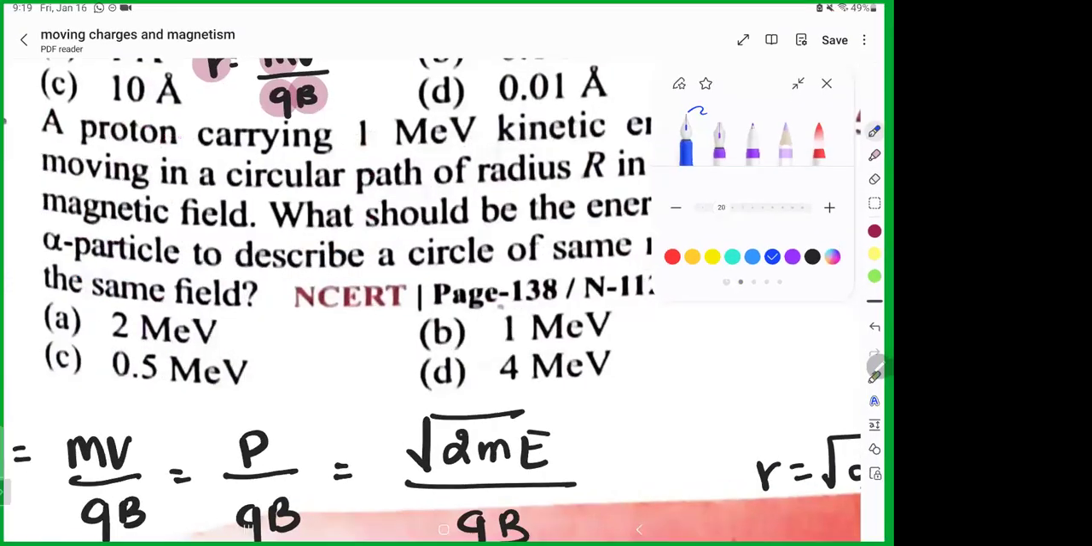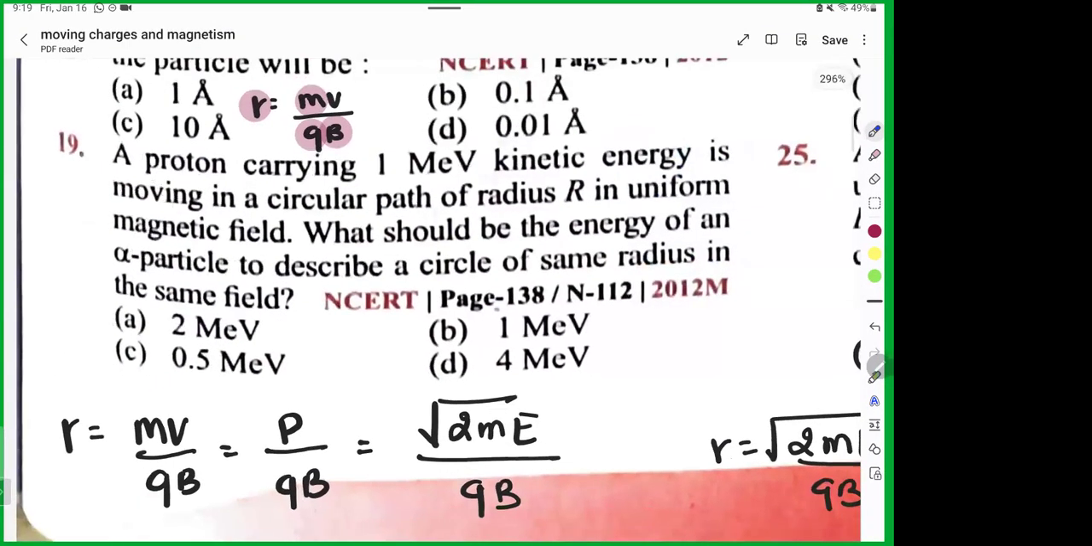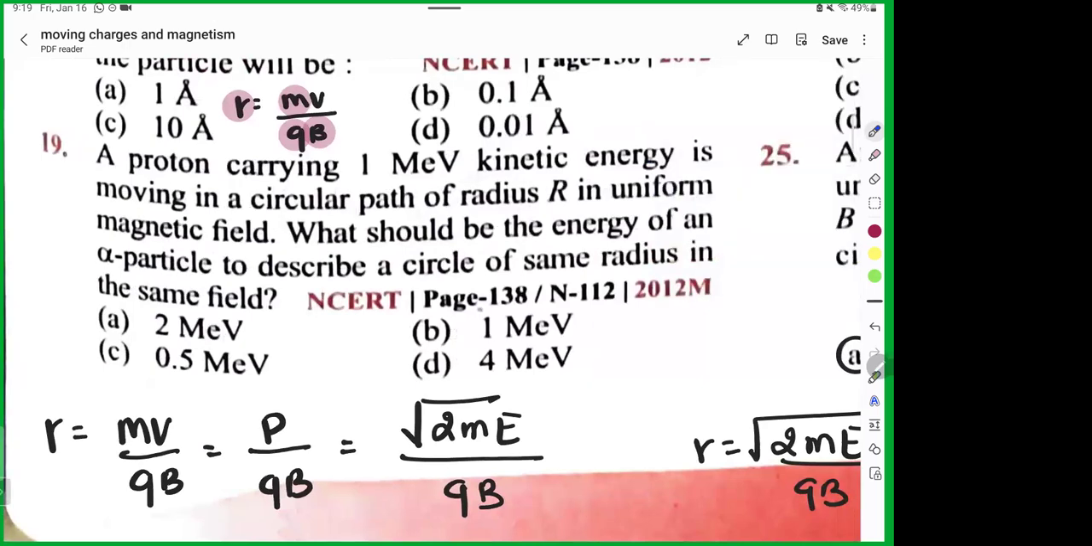Okay. So let's see one last question from the same topic. Again, we want to understand how to solve it. You have a proton with some kinetic energy. We are not bothered about the number. It moves in a circular path, radius is fixed. Magnetic field is fixed because it is uniform. What should be the energy of the alpha particle to describe the same radius in the same field?